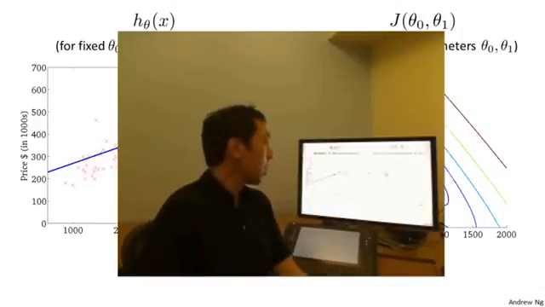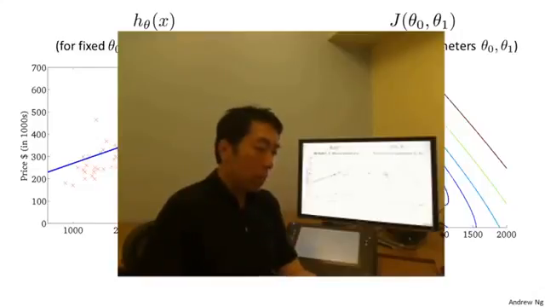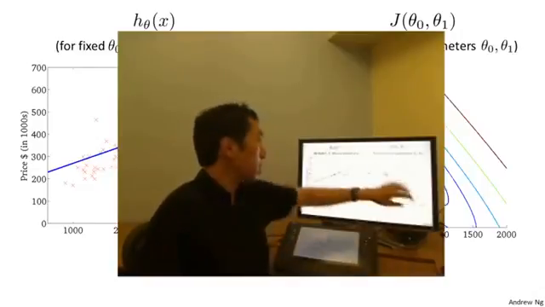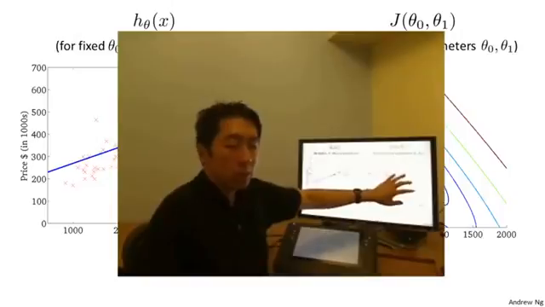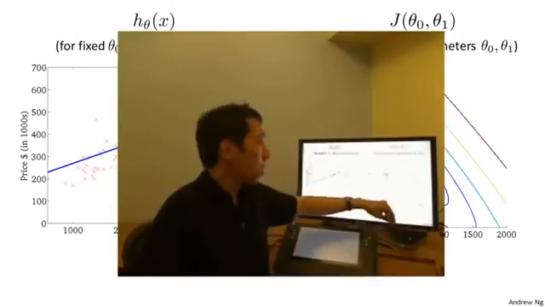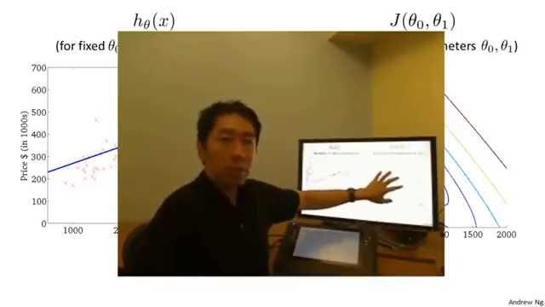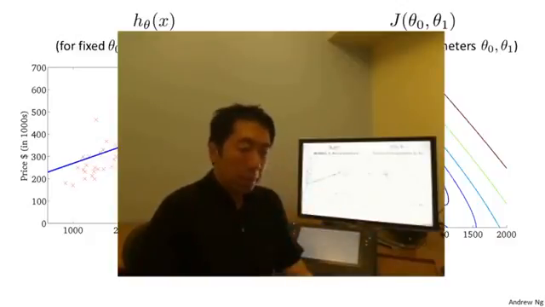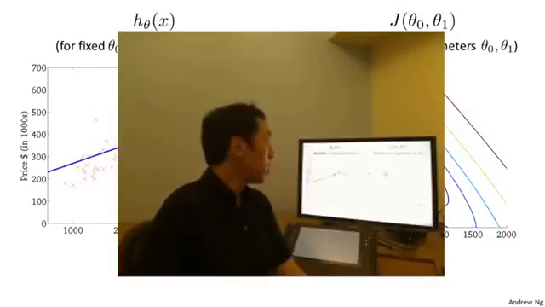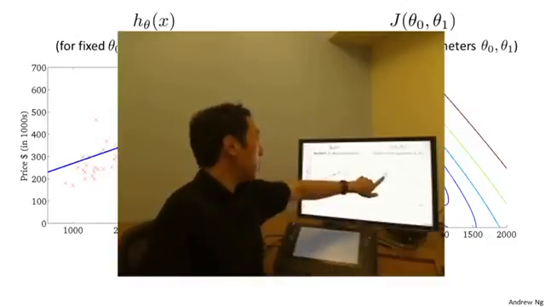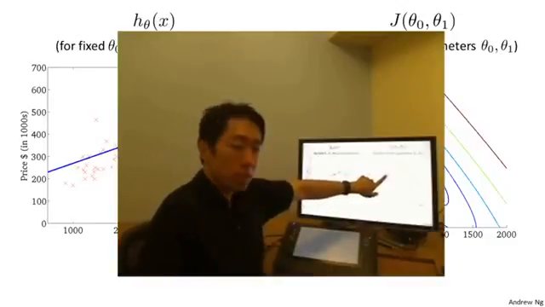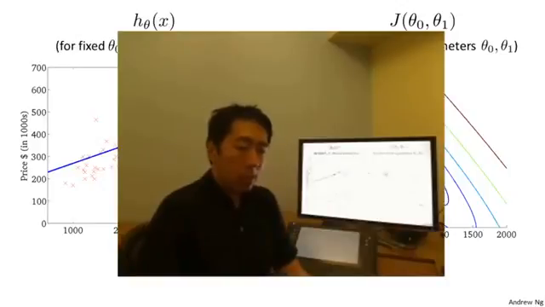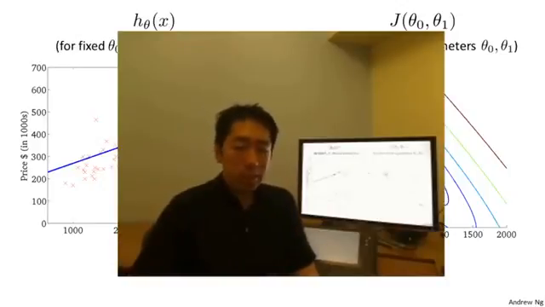And in fact, we'll see later in this course, when we look at more complicated examples, we'll have higher dimensional figures with more parameters, where this figure cannot really be plotted, and it becomes much harder to visualize. And so what we want is to have software to find the value of theta 0, theta 1 that minimizes this function. And in the next video, we start to talk about an algorithm for automatically finding that value.